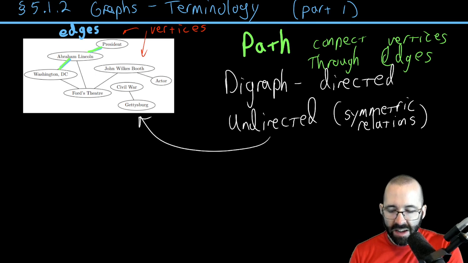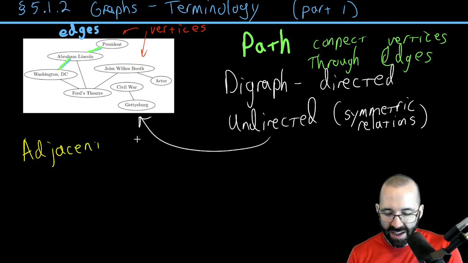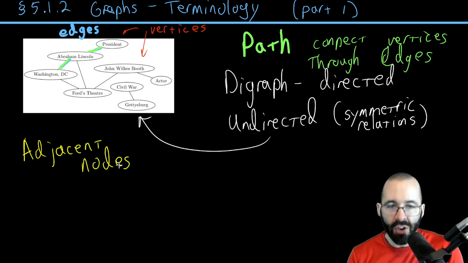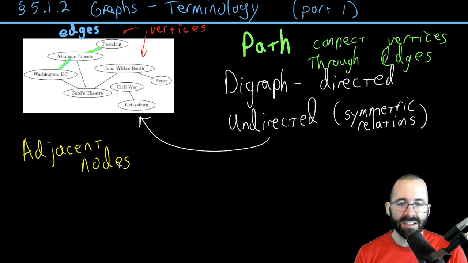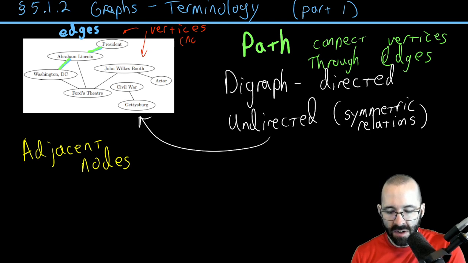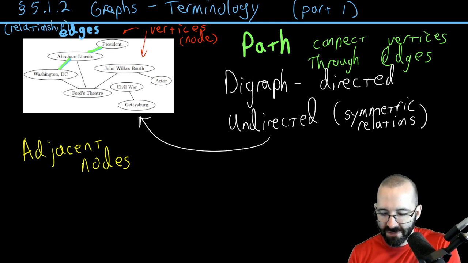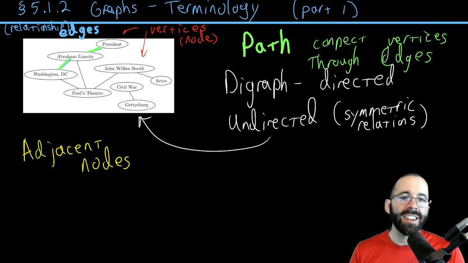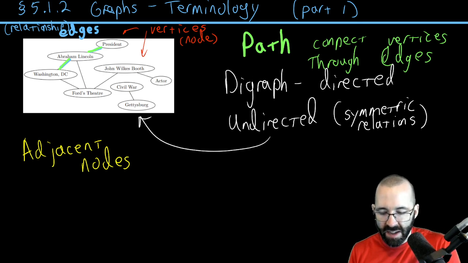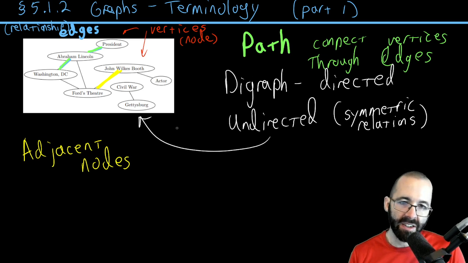Okay, so what do you think it means for two nodes to be adjacent? Well, you probably know this already. All right, so two nodes or vertices, because again, vertices, we can also use the word node. Edges, we can also use the word like relationship. Okay, two nodes are adjacent if they have an edge between them. Yep. So an example of two adjacent nodes are John Wilkes Booth and Ford's Theater.